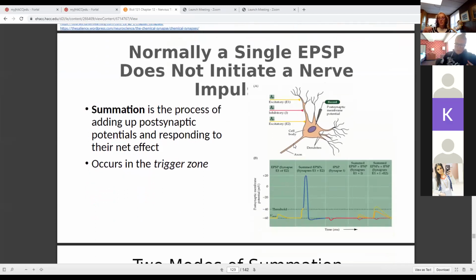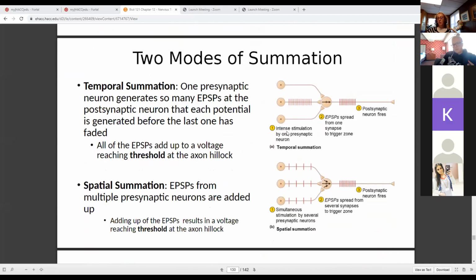So multiple excitatory and inhibitory potentials come in and they get summed together. And if the membrane potential reaches a -55, an action potential will be fired. But until that value reaches a -55, no action potential is fired. Two modes by which things can be summed.